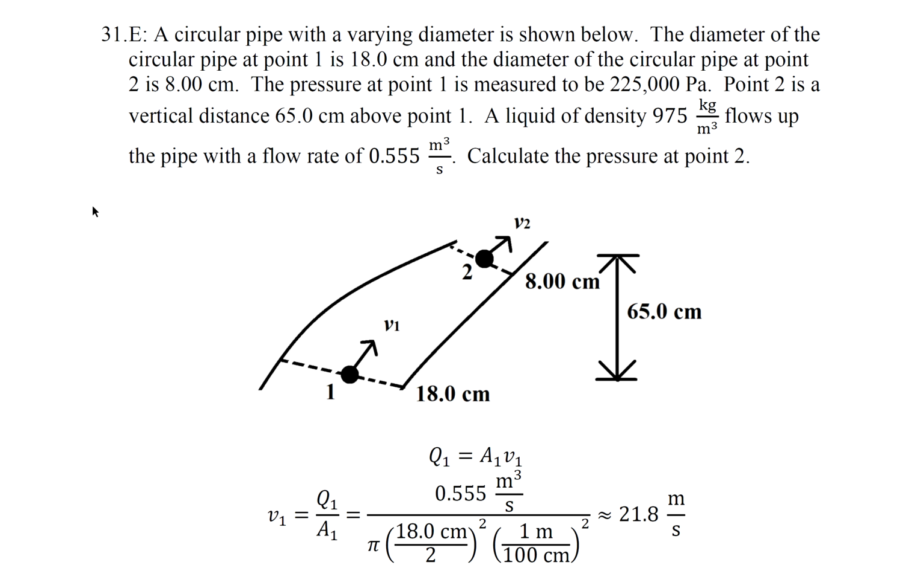Question 31. A circular pipe with a varying diameter is shown below. The diameter of the circular pipe at point 1 is 18 centimeters, and the diameter of the circular pipe at point 2 is 8 centimeters. If the pressure at point 1 is measured to be 225,000 pascals, point 2 is a vertical distance 65 centimeters above point 1. A liquid of density 975 kilograms per meter cubed flows up the pipe with a flow rate of 0.555 meters cubed per second. Calculate the pressure at point 2.